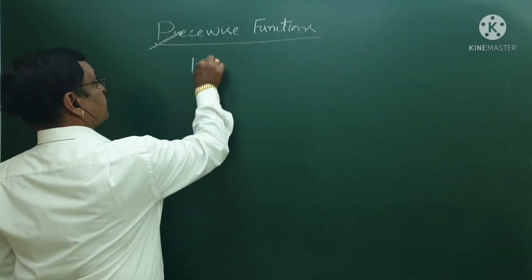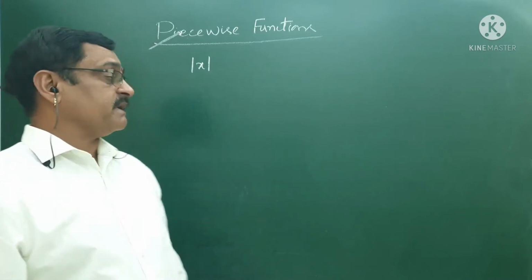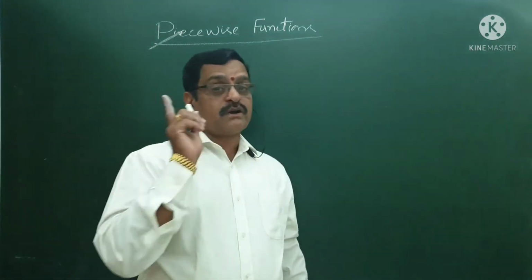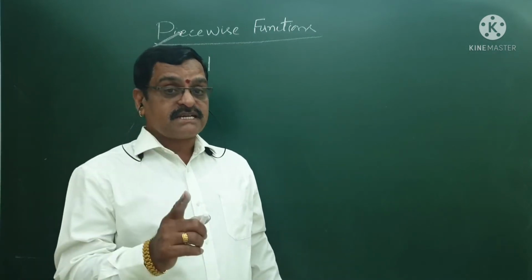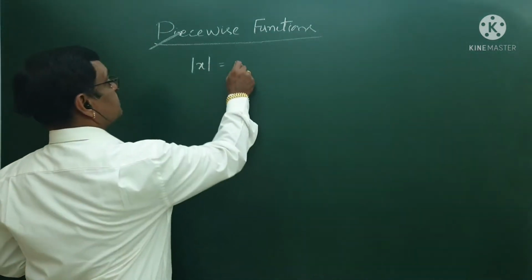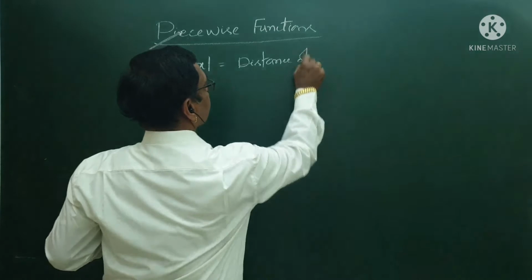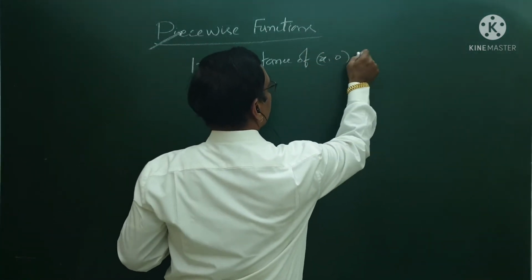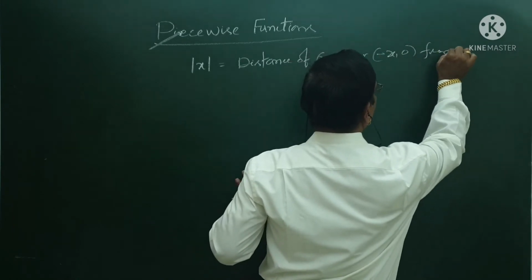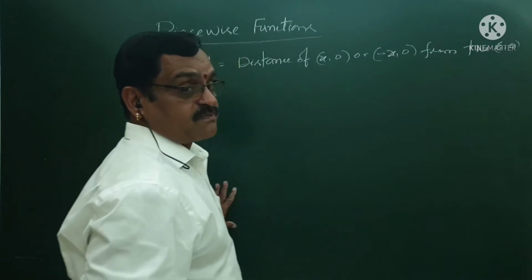What does mod x represent? Mod x means the distance of x from the origin. Or I can say mod x is nothing but the distance of the point (x, 0) or (minus x, 0) from the origin.